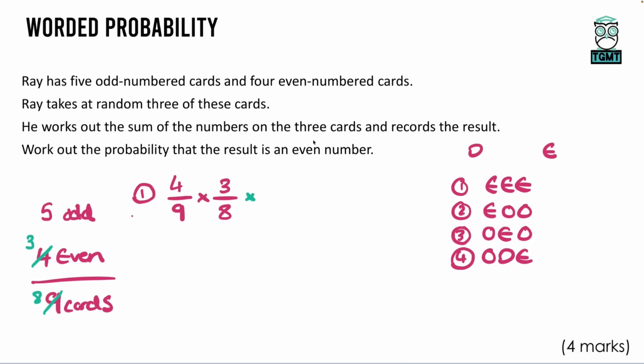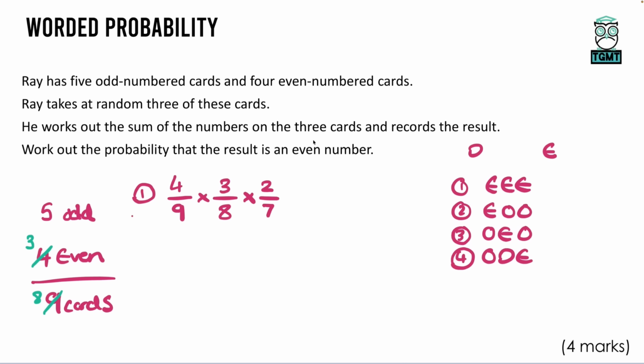But another even number would just be 2 over 7 times 2 over 7. Now that is going to give us our answer for the probability of picking 3 even cards: 4 over 9, 3 over 8, 2 over 7. The even number just drops down by 1 each time.